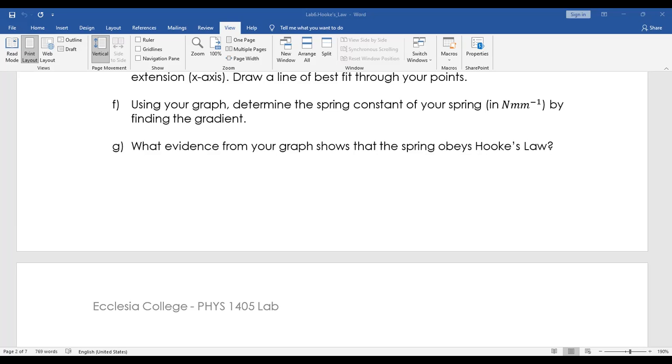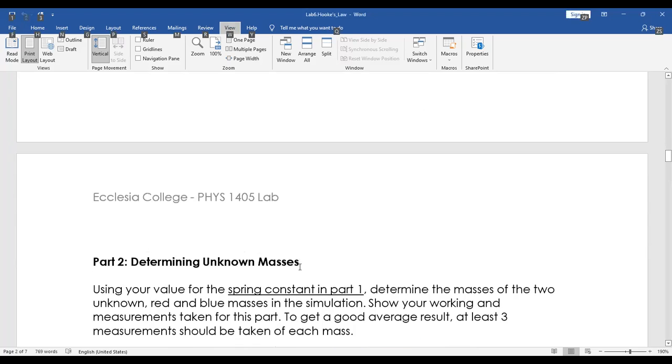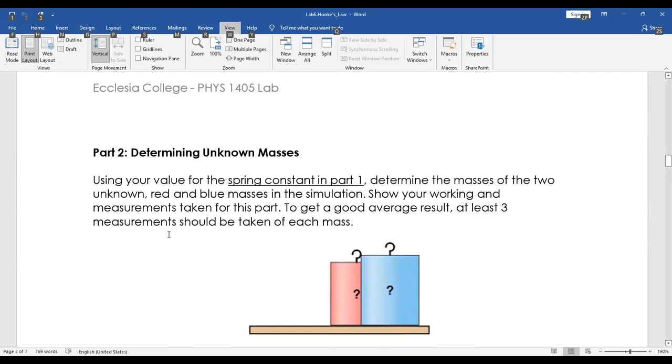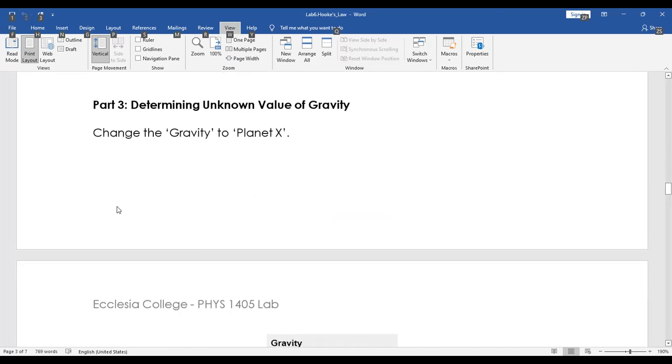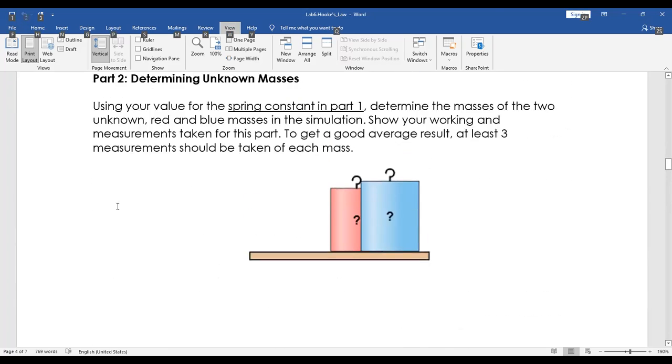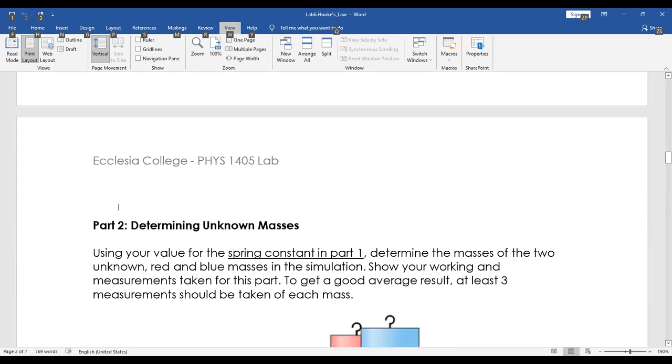And what else? Then part 2, we're going to see part 2, determine unknown mass. How to get the unknown mass? By using this one, you can see the spring constant. Part 1, using your value of the spring constant in part 1, determine the mass of the 2 unknown values.